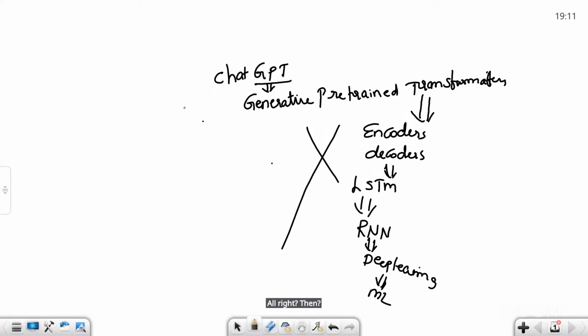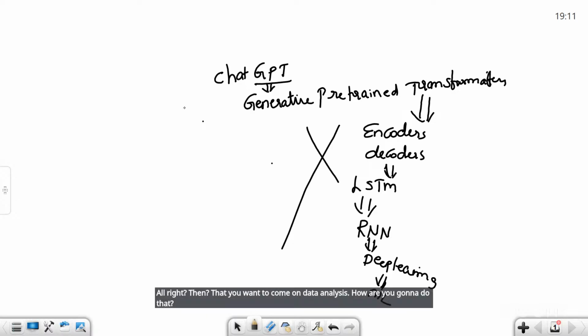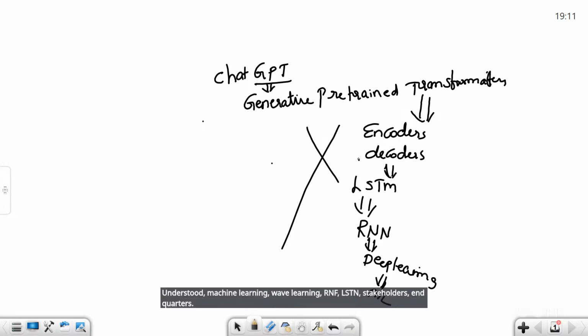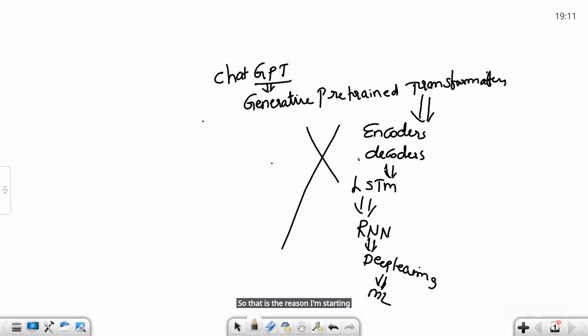Then if you want to perform data analysis, how will you do that? For that, you need to create your own application. This is the structure you need to learn: machine learning, deep learning, RNN, LSTM, encoders, decoders, transformers. ChatGPT, everything can be done in this structure. That is the reason we're starting with the machine learning concept. Swarup, are you clear now?